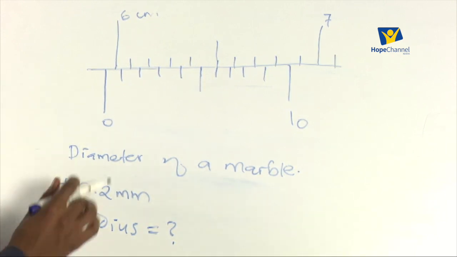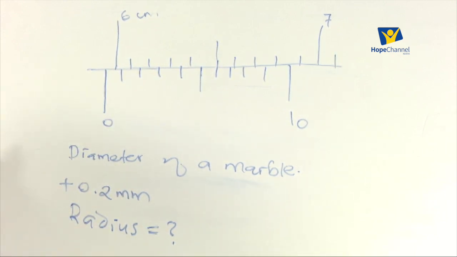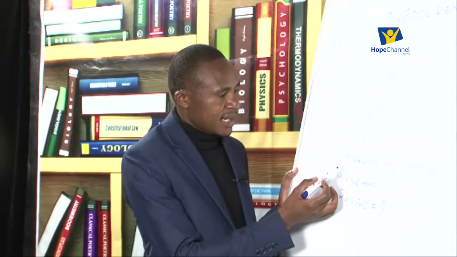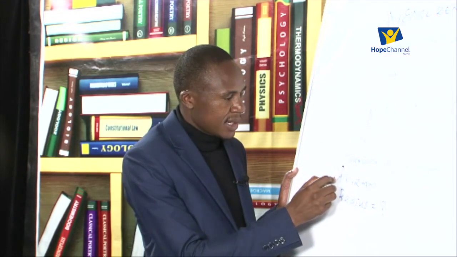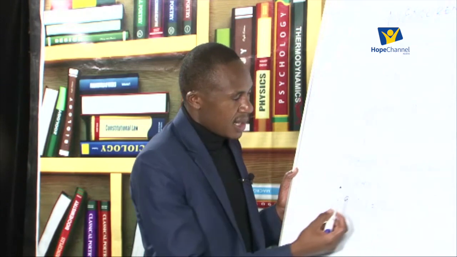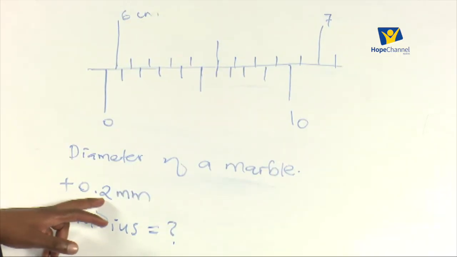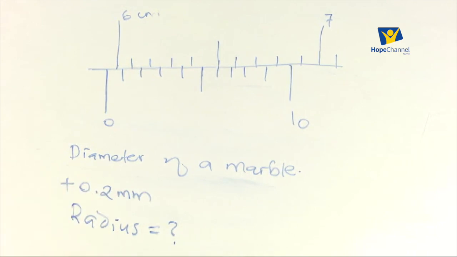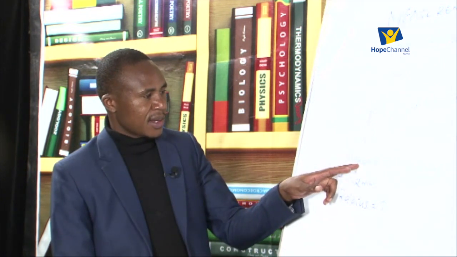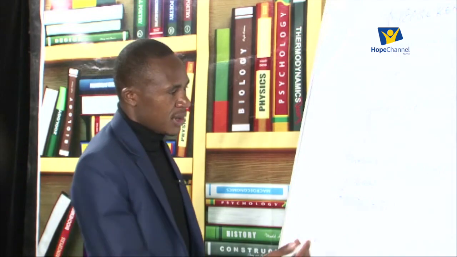The question says that the scale shown on the diagram here is of a Vernier calipers that was used to measure the diameter of a marble. Then the Vernier calipers is known to have an error of positive 0.2 millimeters. But now the question is, we get the radius of that marble. So what do we do? We shall first get the diameter of the marble. If we know the diameter, getting the radius is just taking half that value.